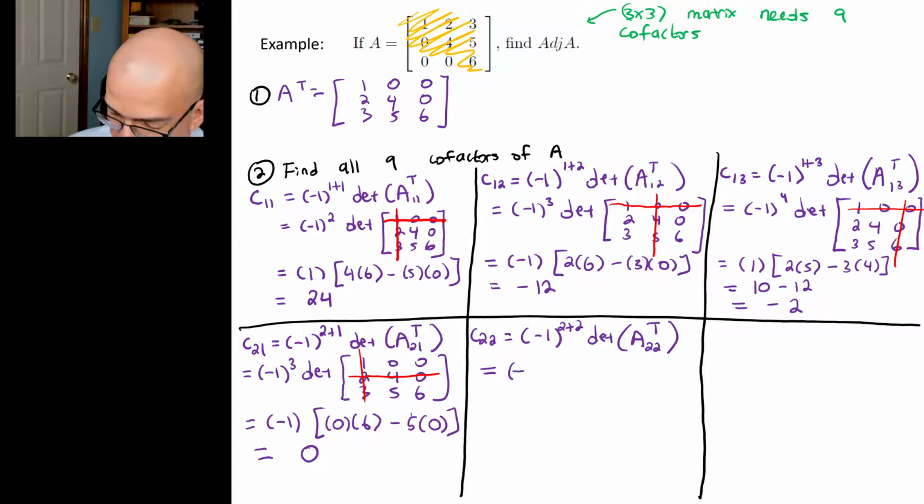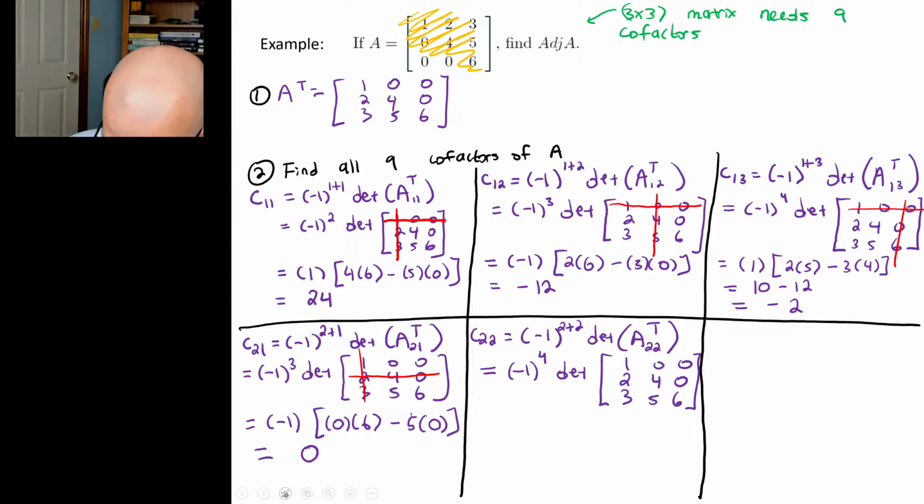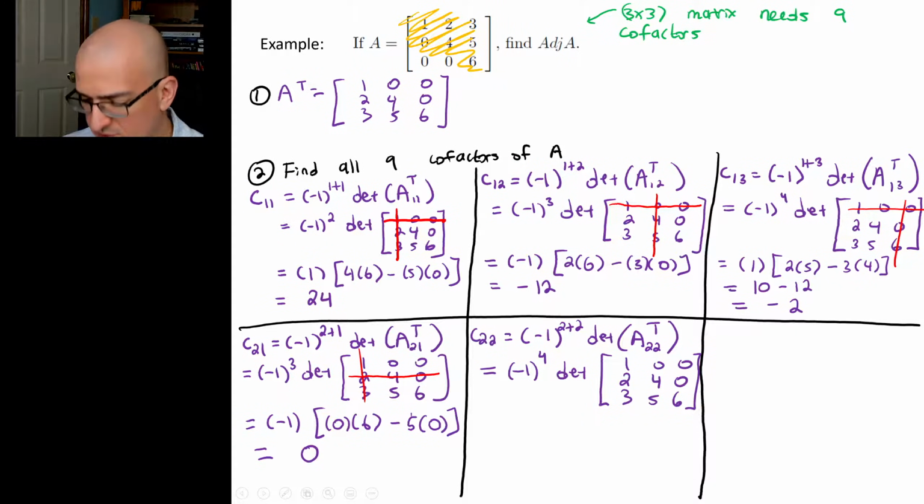So we have -1 to the power of 4 times the determinant of, okay. Even though it's boring, it's like therapeutic. It's very mechanical. You don't have to think. You don't have to strategize.